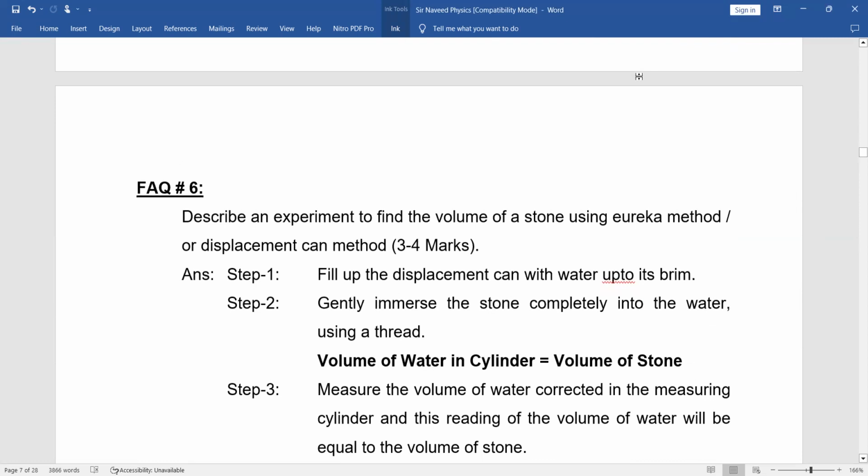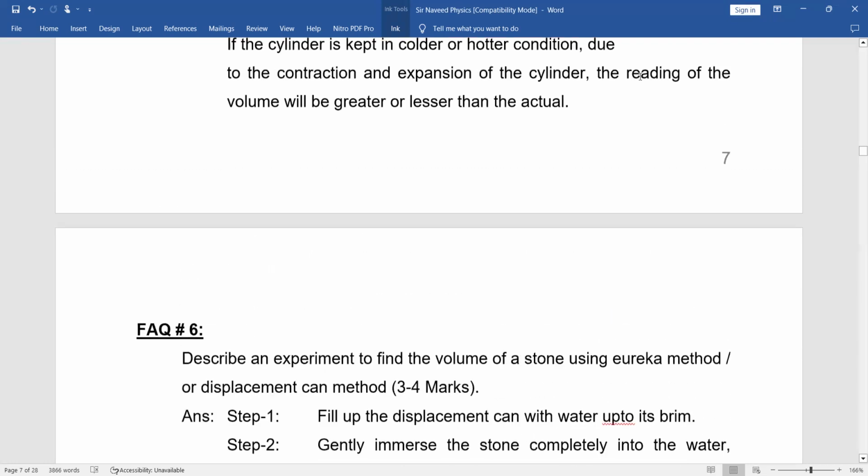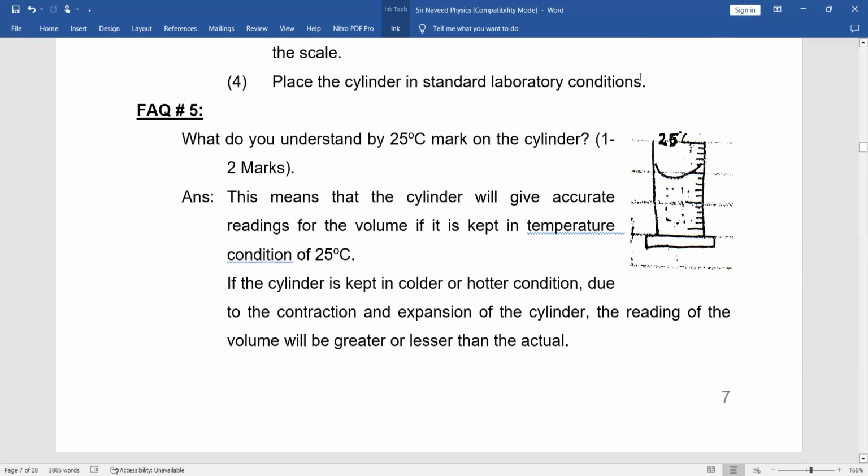Describe an experiment to find the volume of a stone using Eureka method or displacement can method. And this is the second method. So first of all, you will try to understand the first method. In the next class, we will see this next method to find the volume of stone.